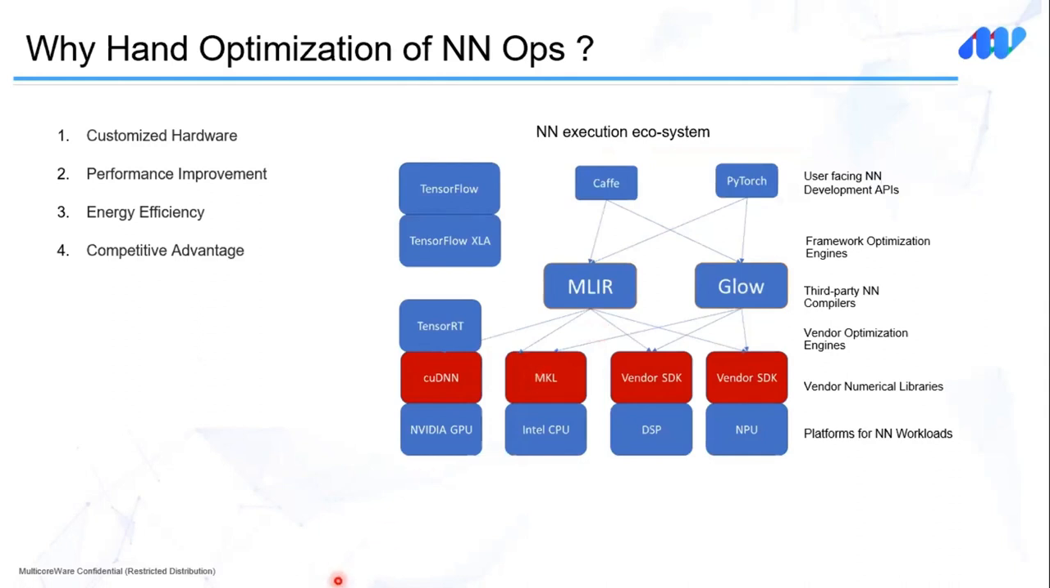The diagram on the right side shows a typical neural network execution ecosystem, starting with machine learning frameworks on the top like TensorFlow, Caffe, and PyTorch. When we train a deep neural network model using these frameworks, they are compiled using machine learning compilers like MLIR, TVM, and GLOW, and different nodes in the graphs are mapped to hand optimized kernels present in these libraries, highlighted in the red box in this diagram, that are hand tuned for each of the specific vendors before the binary is generated.